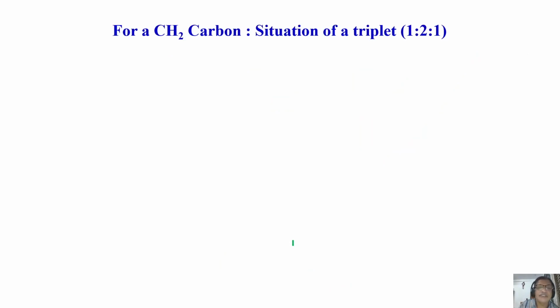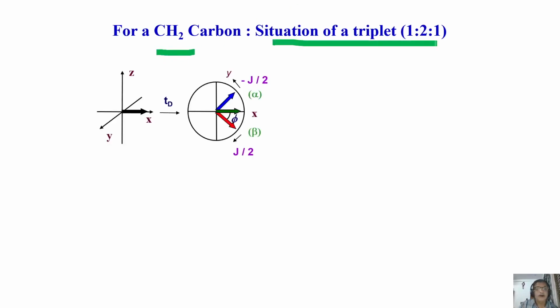Now we'll see what happened to the CH2 carbon in the same echo sequence. Now what is carbon here? Carbon is split into a triplet because of CH2. Two protons are attached to it. Remember, as a consequence, it is going to be a triplet. So now I resolve three components. One is a fast moving component, a slow moving component like this, and the central component does not move at all.